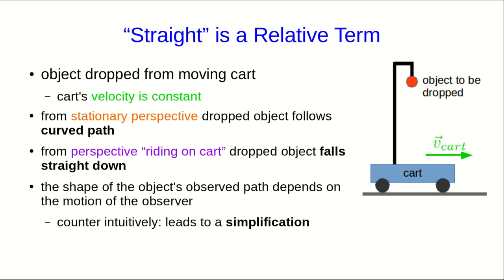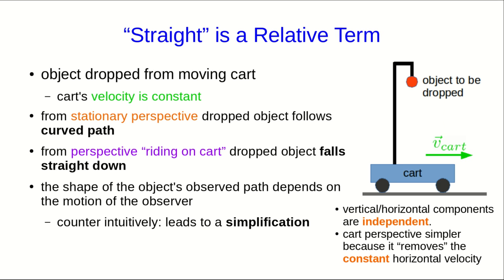Now we can understand something that I hinted at way back near the beginning of this lecture, which is that the perspective riding on the cart is simpler, and now we can see why. We can think of this motion as two one-dimensional motions superimposed on top of each other, a vertical motion with uniform acceleration and a horizontal motion with uniform velocity. And by taking the perspective riding on the cart, we simply remove the piece that's horizontal.